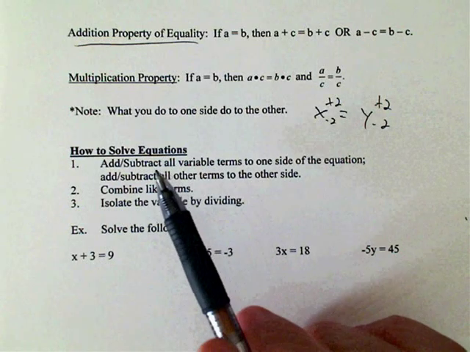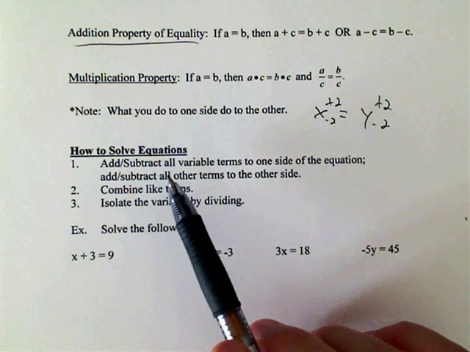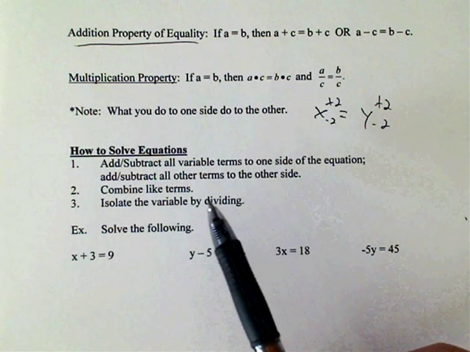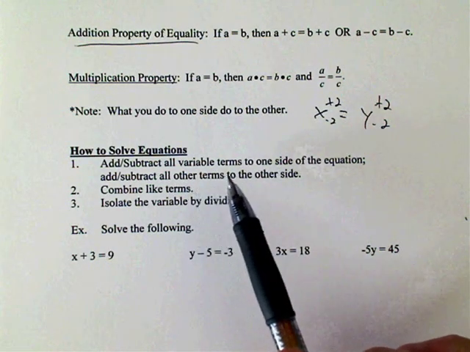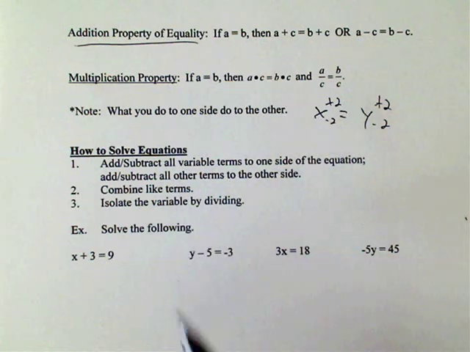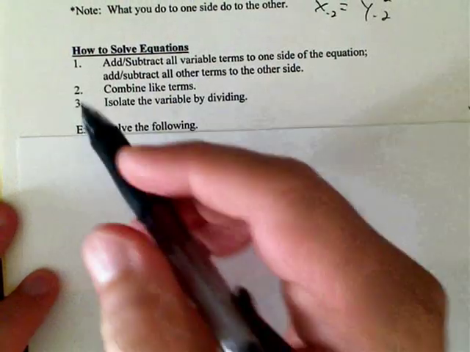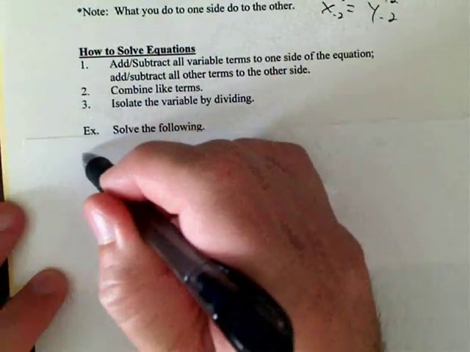So when you solve equations, the strategy is to add or subtract all variable terms to one side of the equation, and then everything else to the other. Combine like terms and then isolate the variable by dividing. That's a lot of mathematical terminology for a fairly simple process. When we're solving these equations, here's basically all we're going to do. We have a couple of goals.